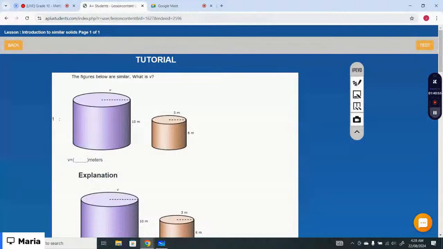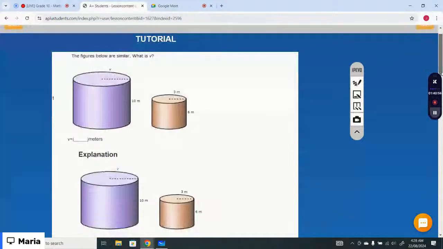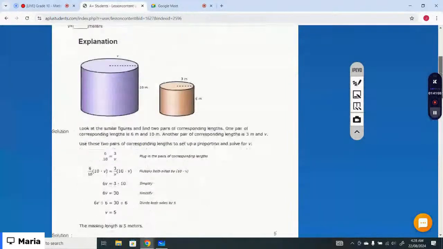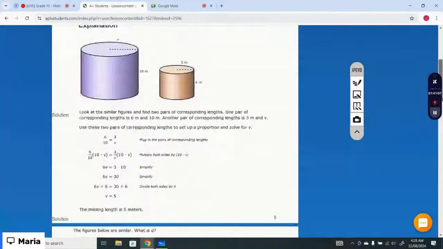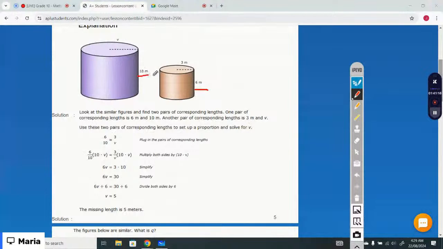So how do we calculate the area of the similar figures? How do we calculate the volume of the similar figures? So these two cylinders are similar, right? Look at the similar figures and find two pairs of corresponding lengths. So you have to find the pair of corresponding lengths. So this one and this one, they are corresponding, right?